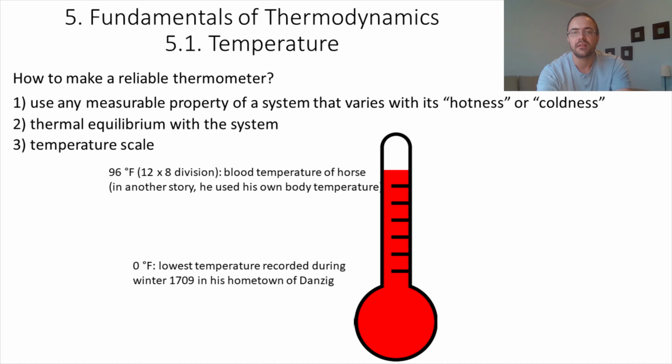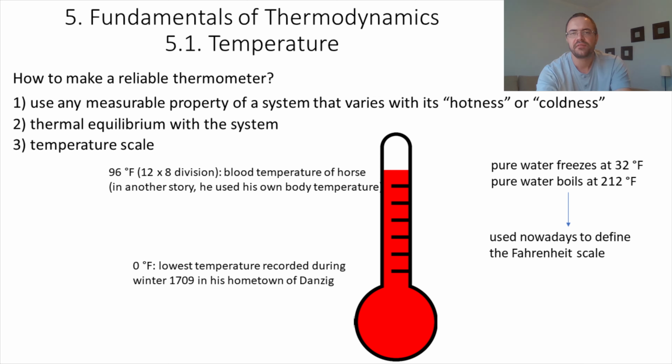One is that he used his body temperature and or the one of his wife. But that means that they will have to be sick because that's a little hot. So another story is that he used the blood temperature of a horse. And because he wanted a scale that can be easily divided, he chose 96 instead of choosing 100. And so in this scale, pure water freezes at 32 Fahrenheit and boils at 212 Fahrenheit. And so we use this to define the Fahrenheit scale nowadays.